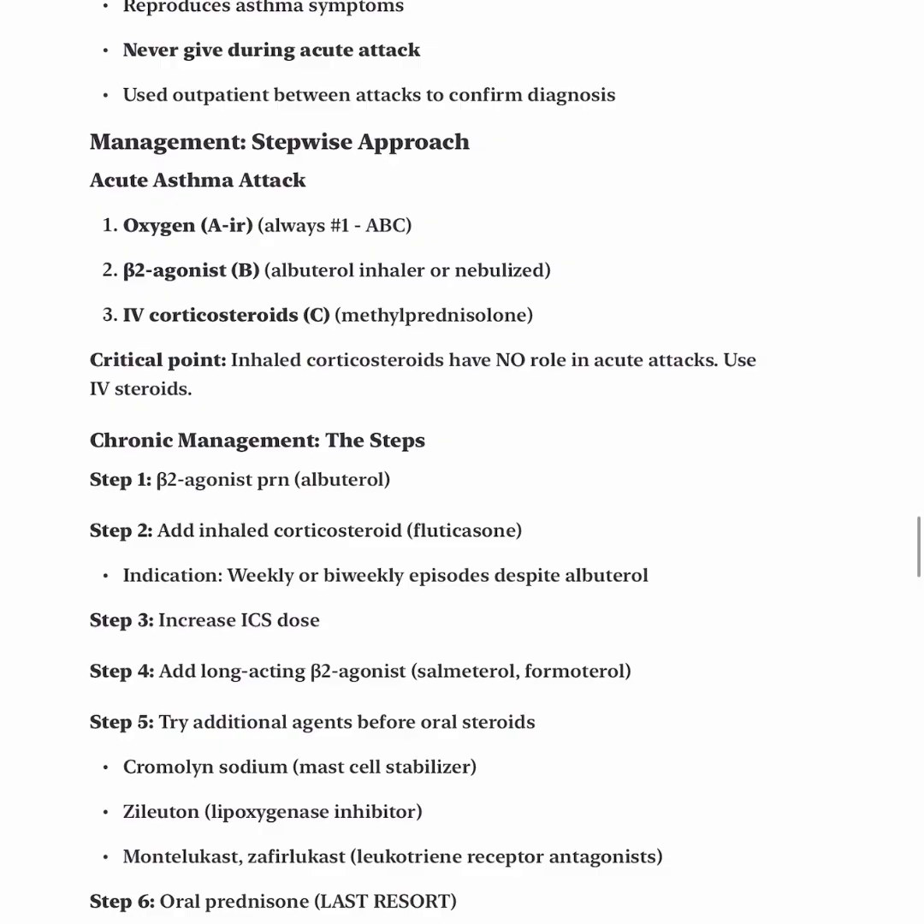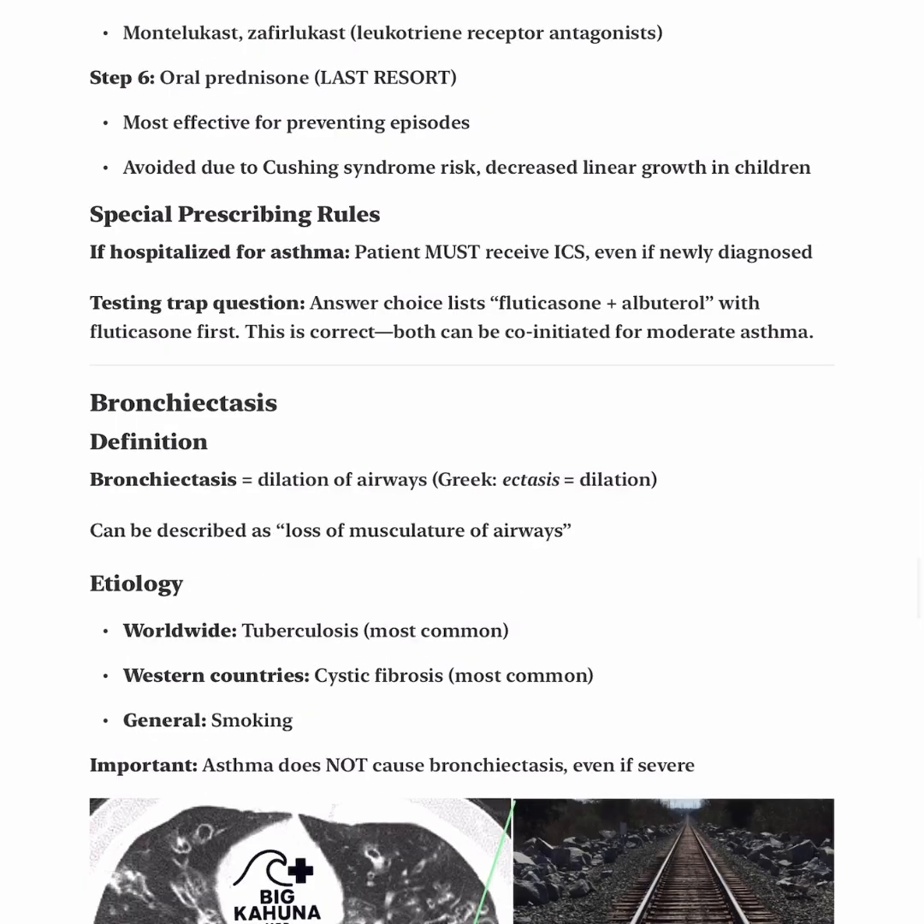Finally, step 6, here we have oral prednisone. This is the last resort. This is the most effective for preventing episodes. This is to be avoided due to Cushing syndrome risk, as well as impeding linear growth in children.